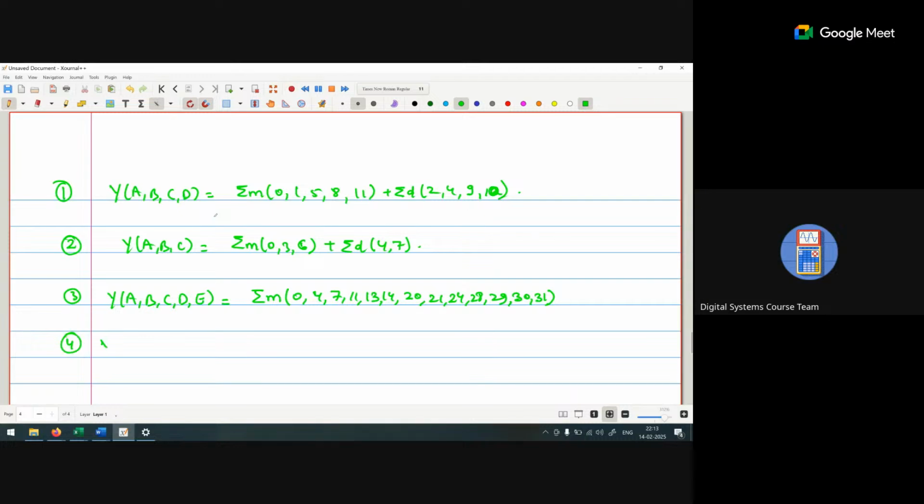And the fourth question: Y of A, B, C, and D is equal to sigma m 0, 1, 4, 5, 8, 11, 14, 15, 18, 21, 22, 28, 30 plus sigma d 2, 7, 12, 20, 27. Okay, these are the 4 questions. You can try these questions.